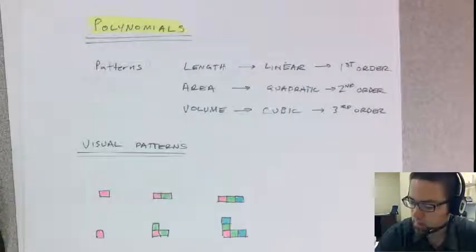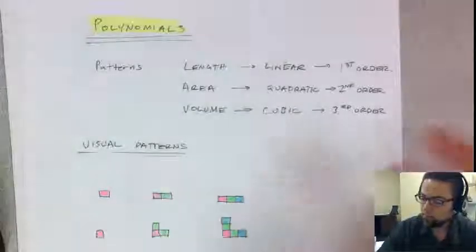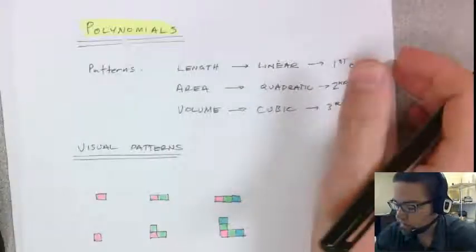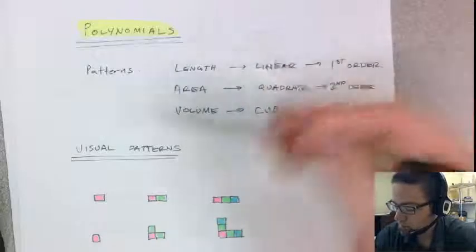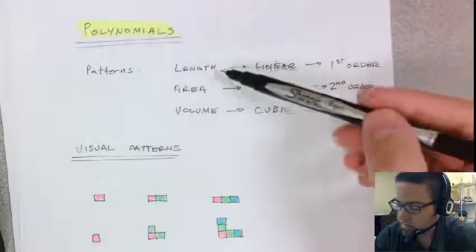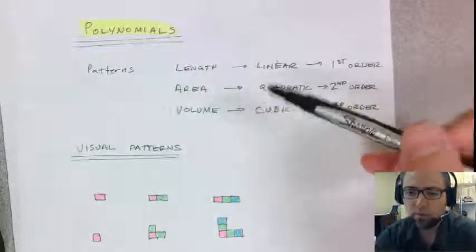Hello everybody, so we're going to talk about polynomials. Polynomials appear in all sorts of places in the real world. One of the most common examples is in relationship to length, area, and volume.